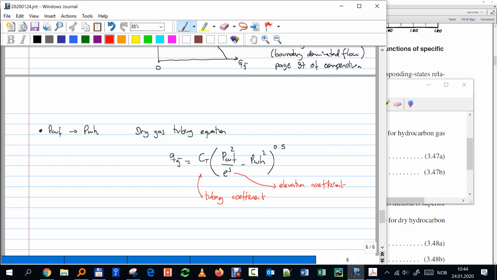So that guy is supposed to capture for friction losses, and this guy is supposed to capture for hydrostatic losses.